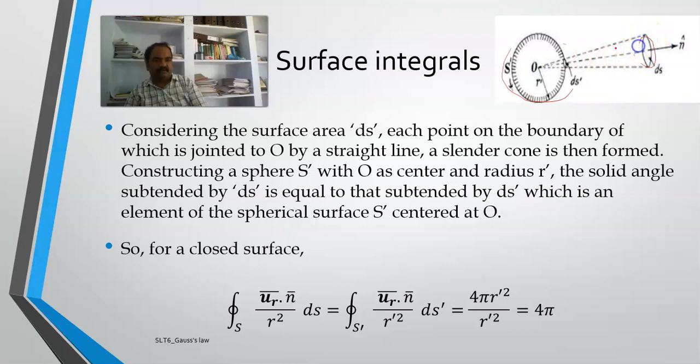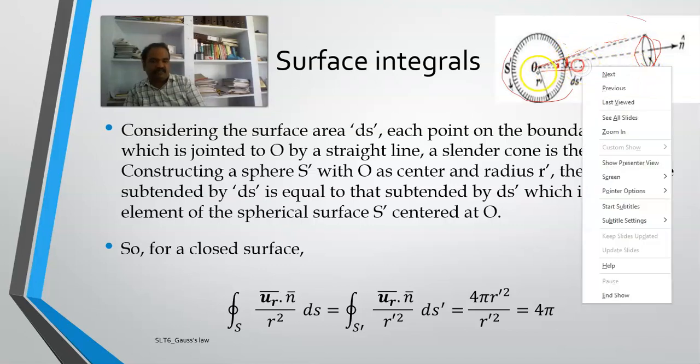This is an entire sphere, and I am considering only a part of its outer perimeter and joining it to the center of the sphere. This angle which is made by this one is called the solid angle. If you carefully see, just as we have done in the previous case, this is a cone. Now I am going to construct a sphere S dash with O as the center and radius R.